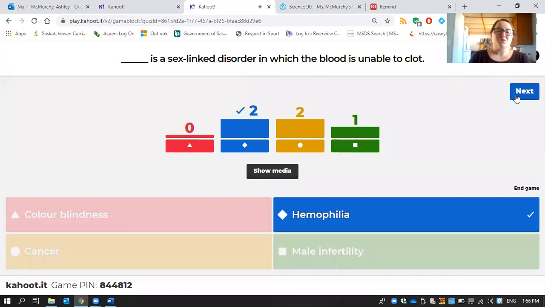All right, good job. So it's hemophilia. That is where your blood is unable to clot. So if someone who has hemophilia is cut, they end up bleeding for a lot longer than other people, or I guess than people without hemophilia would.